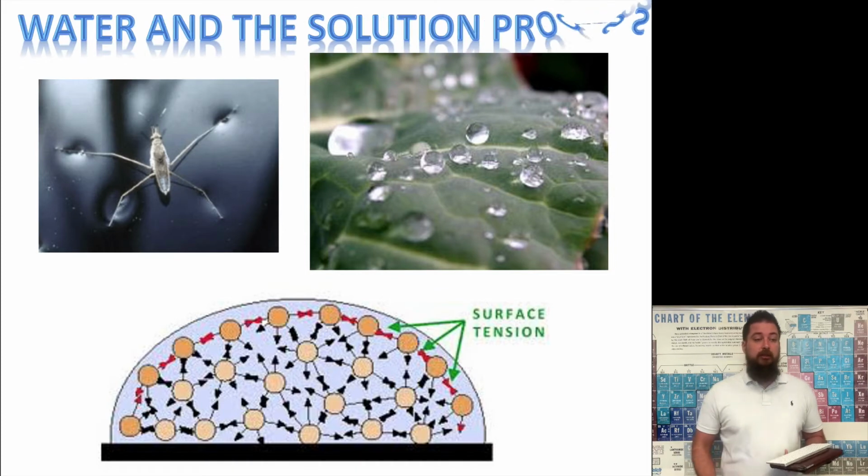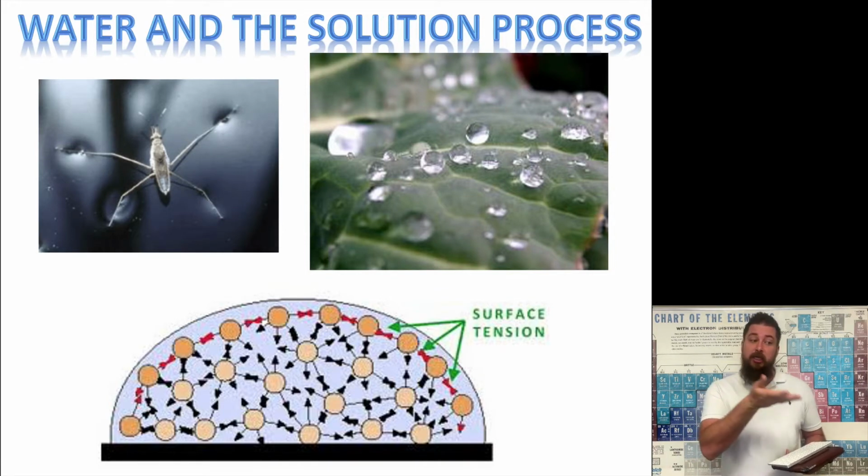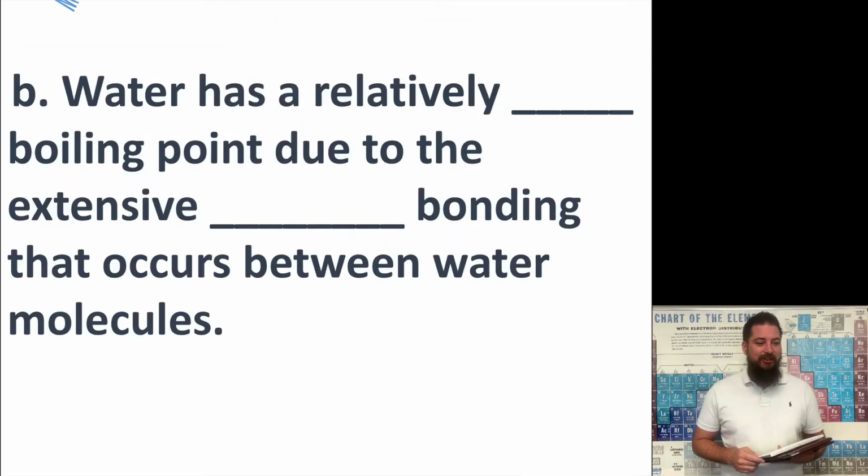So if you take a look, that's why water beads up the way it does. It's why there's certain insects and even some animals that can scoot across the water. And if you were to put a bunch of drops on a penny, you'll see that it makes this sort of dome. And the reason why it makes a dome is because the water molecules are wanting to stick together.